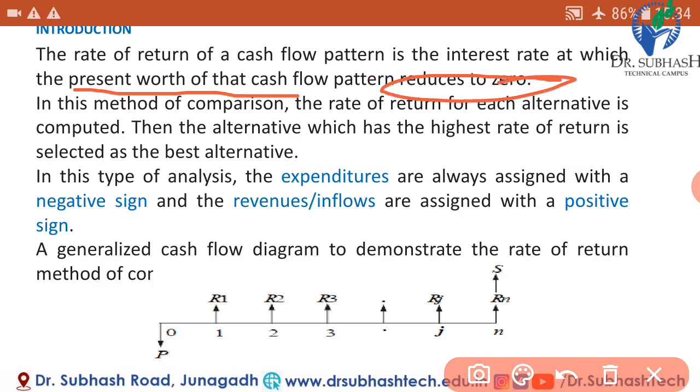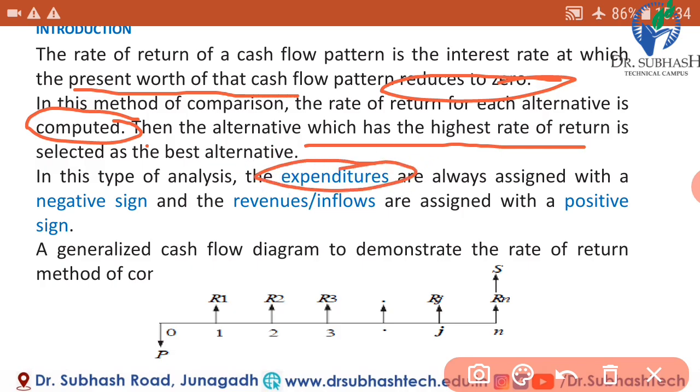In this method of comparison, the rate of return for each alternative is computed. Then the alternative which has the highest rate of return is selected as the best alternative. In this type of analysis, the expenditures are always assigned a negative sign, and the revenues or cash inflows are assigned a positive sign.